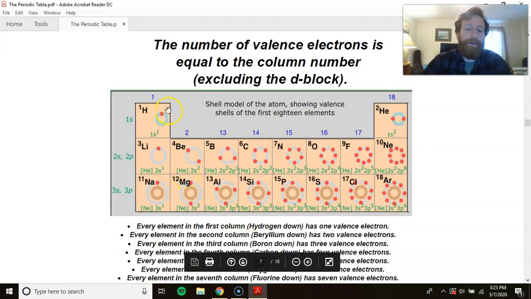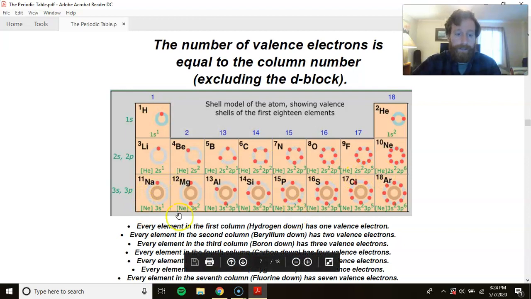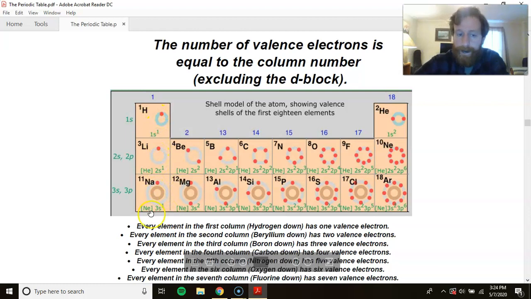So here's the pattern that presents itself. You can see that in the first column, electron configurations end in s1. The number out in front, the energy level or distance from the nucleus, is determined by the row, but they always end in s1. So hydrogen's 1s1, lithium's what helium was, that's what He in brackets means, plus 2s1. Sodium is what neon was, plus 3s1. So again, they're always ending in s1, which means they always have 1 valence electron in that first column.